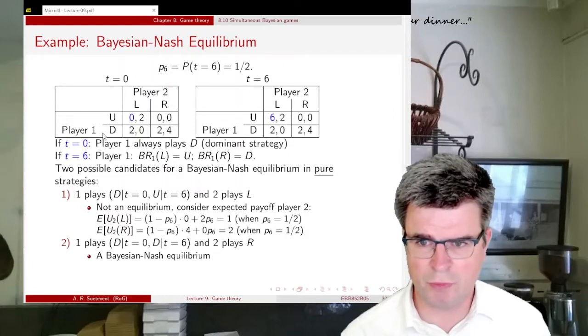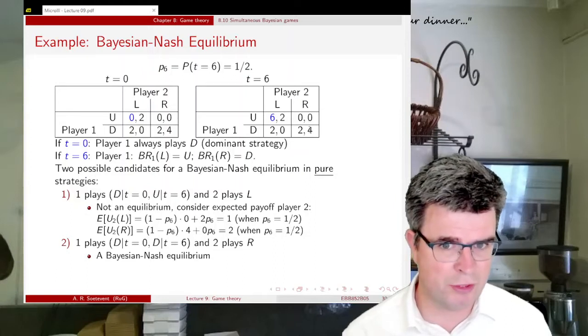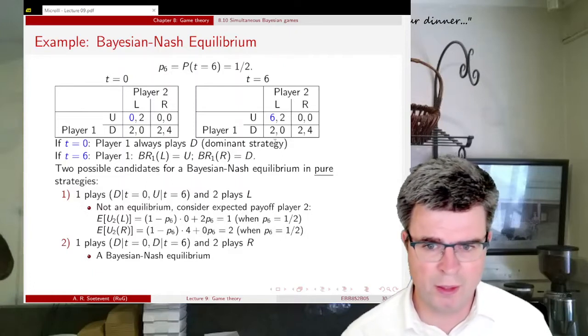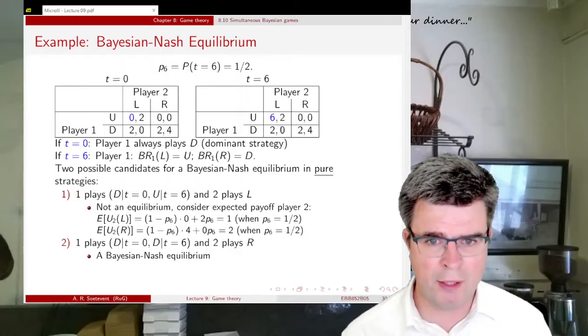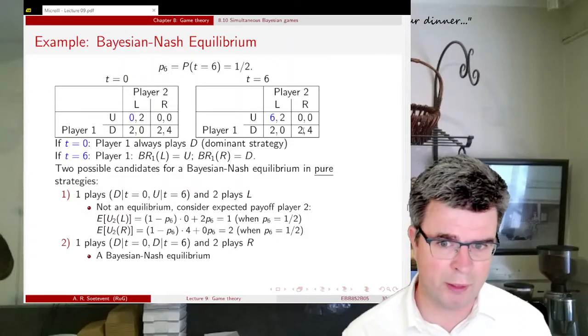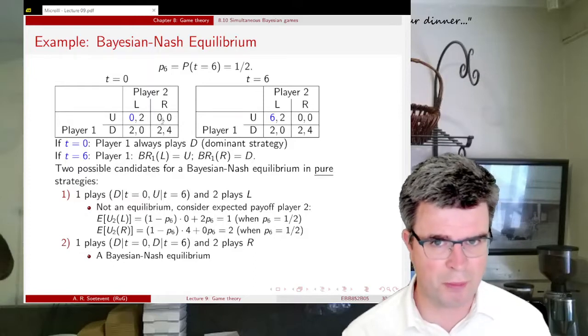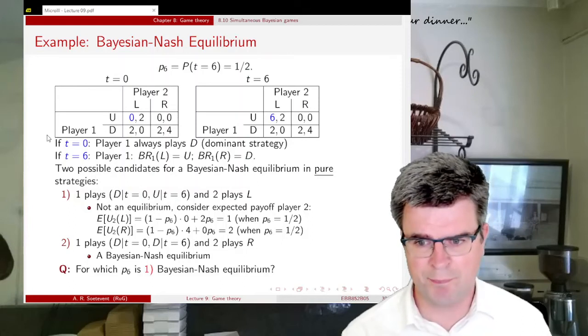Because if player 1 plays down always, then player 2 gets 4 if he plays right, if player 1 is of type T is 0. And if player 1 is of type T is 6, then playing right also gives a payoff of 6 instead of 0. So player 2 cannot do any better than playing right. And also, given that player 2 plays right, it's always optimal for player 1 to play down, because 2 is more than 0. So this is a Bayesian Nash equilibrium of this game.